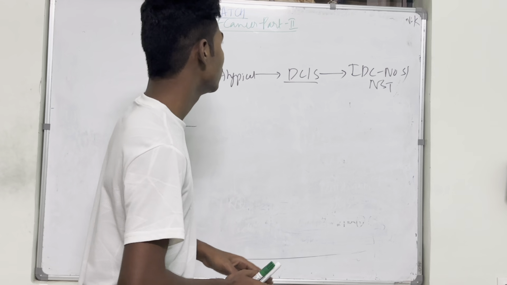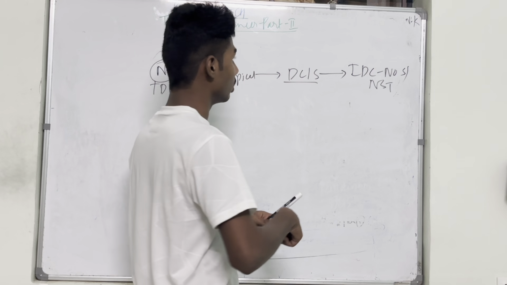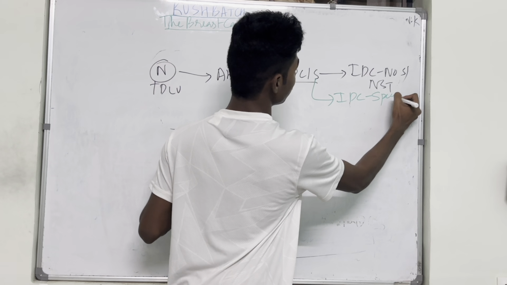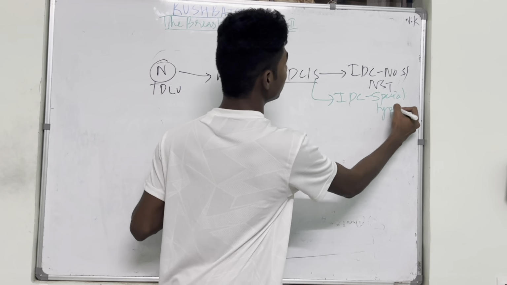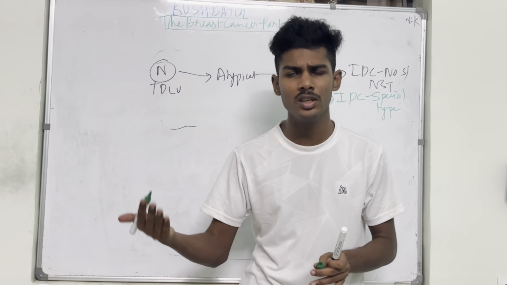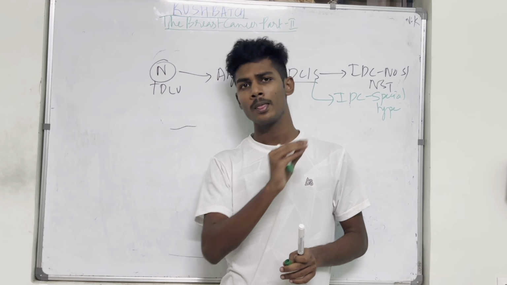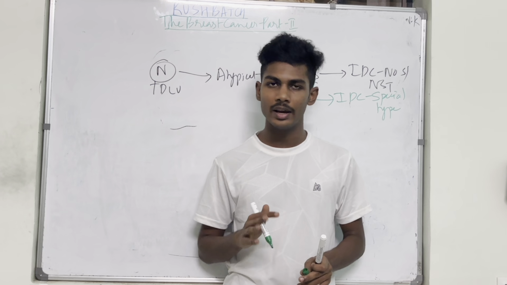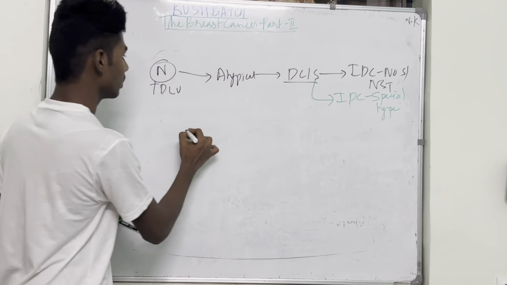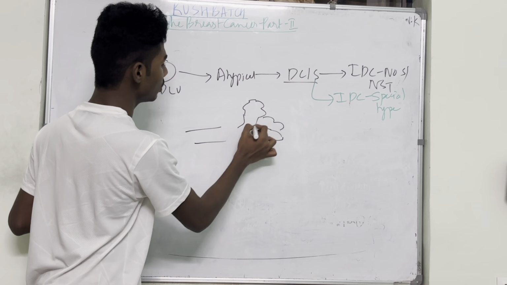Next, one outcome, or it can also give me IDC special types. The other outcome can be IDC NOS. Most of the cases you see are the IDC NOS only, and they will just check it for the IDC NOS only. Now just imagine, let us take a terminal duct lobular unit. Is it clear?